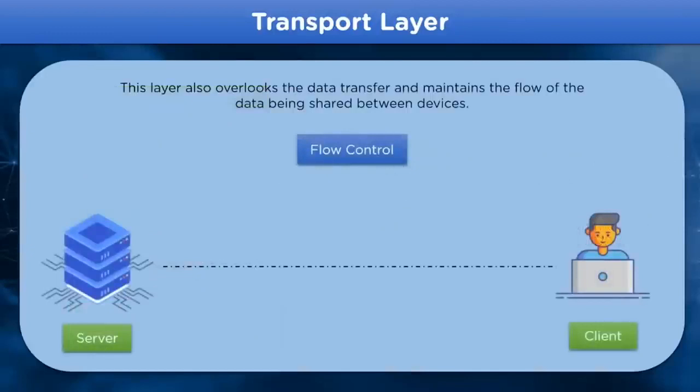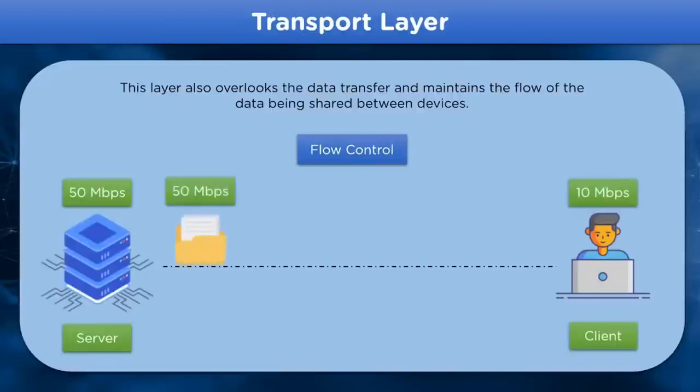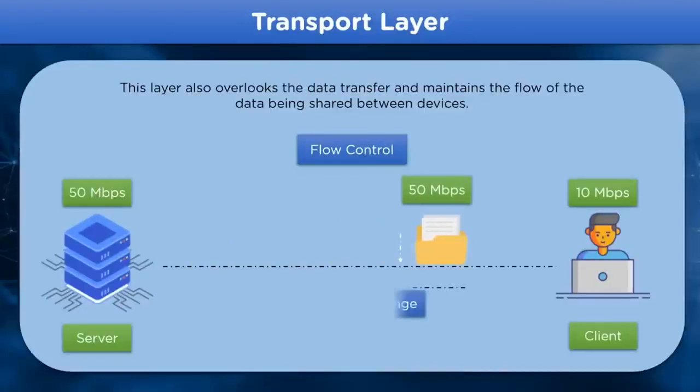This layer also performs a very crucial part, which is flow control. Let's understand flow control over the network channel through a small example. In this example, the server has a capacity to send 50 Mbps of data at once, whereas the receiver side has a capacity of 10 Mbps. When the data is transferred from the server to the client, it transfers 50 Mbps. But it is impossible to transfer all this data at once due to the lower capacity on the client side, which is why flow control is required, which is provided to the server side by the transport layer.